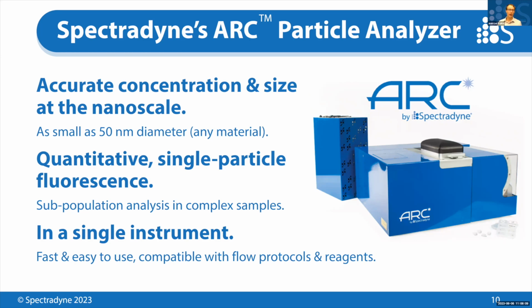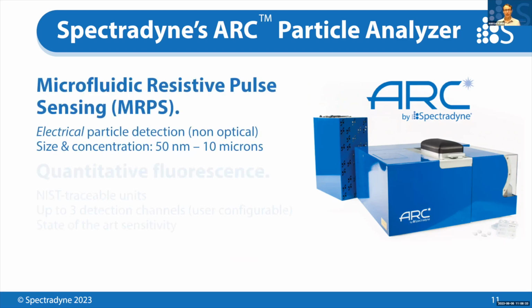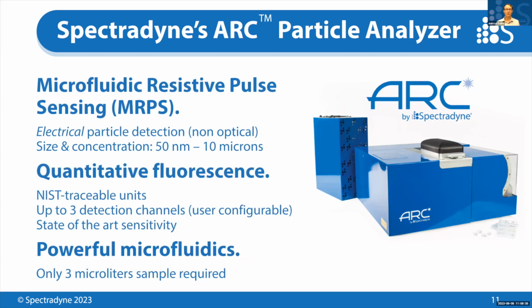The ARC also makes quantitative single particle fluorescence measurements. So that's how we do the phenotyping and the subpopulation analysis in very complex samples. And all this happens in a single instrument that's fast, easy to use, and compatible with the flow cytometry protocols and reagents that are so powerful and have been developed over the last few decades for flow cytometry. It's a unique combination of two techniques.